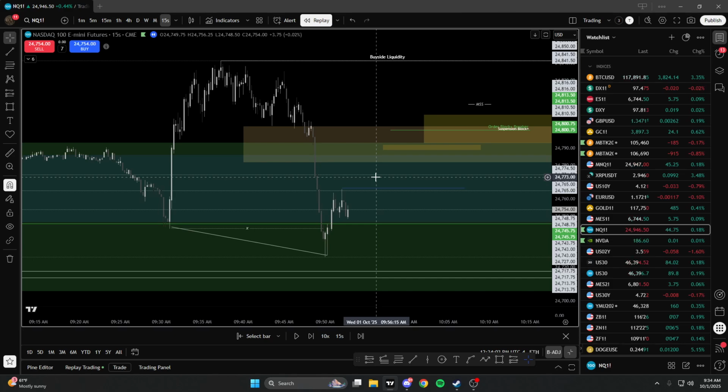I already have my key level. What am I anticipating at my key level? Your setup. That's it. Take the trade. Have a stop loss. Have risk management. There you go. That is bias. That is all it is.